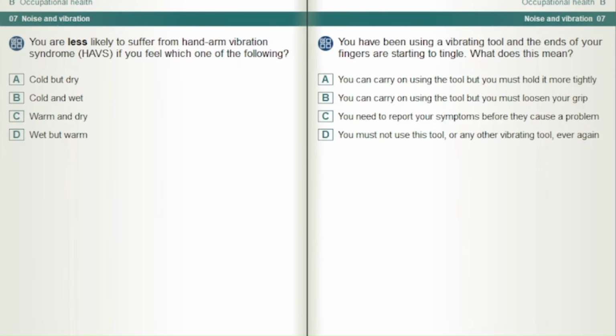You have been using a vibrating tool and the ends of your fingers are starting to tingle. What does this mean? You can carry on using the tool, but you must hold it more tightly. You can carry on using the tool, but you must loosen your grip. You need to report your symptoms before they cause a problem. You must not use this tool or any other vibrating tool ever again.